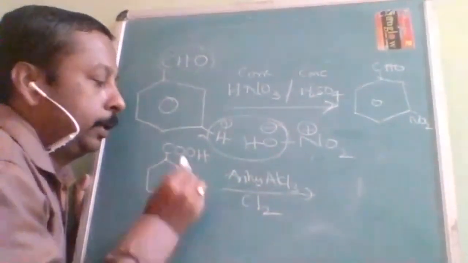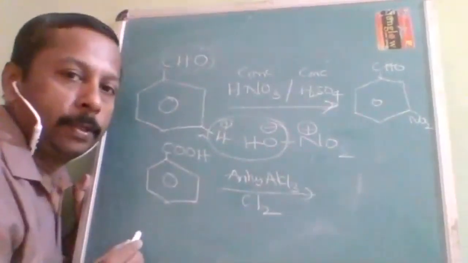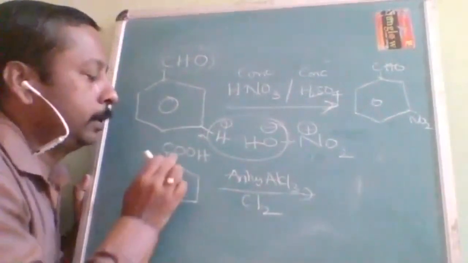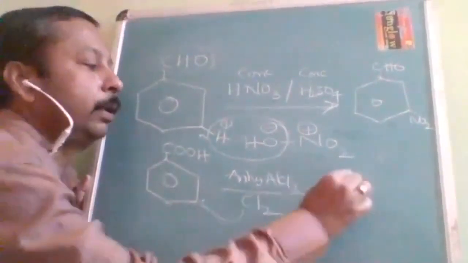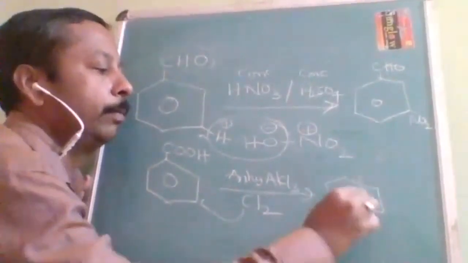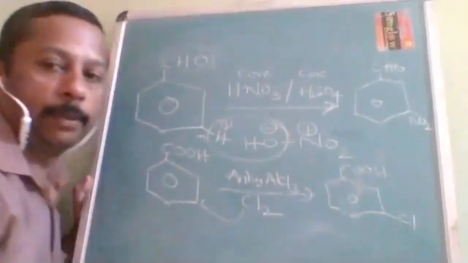Okay, next question is COOH and Cl2. So simple Cl2 is to be substituted. At what place? It is meta directing, so Cl will be substituted here. At meta, chlorine will be substituted.